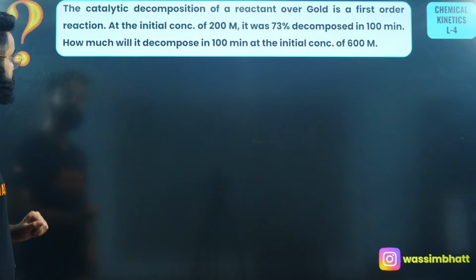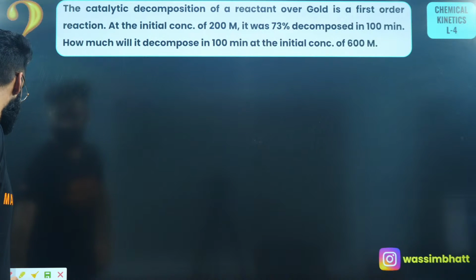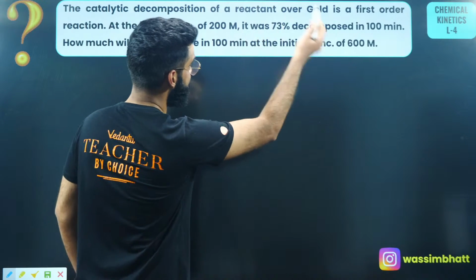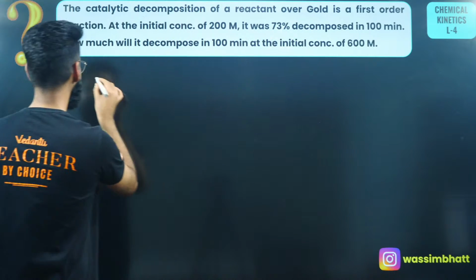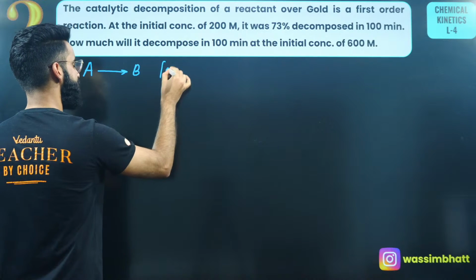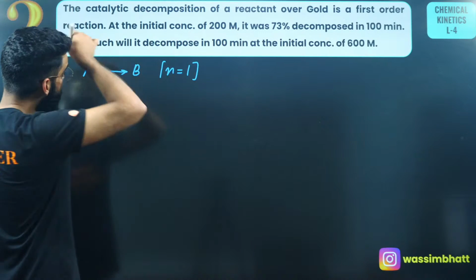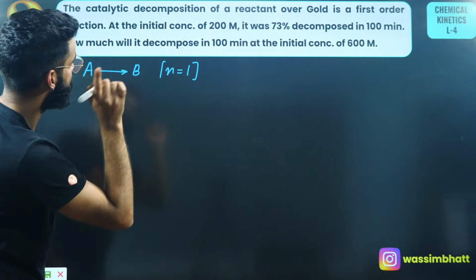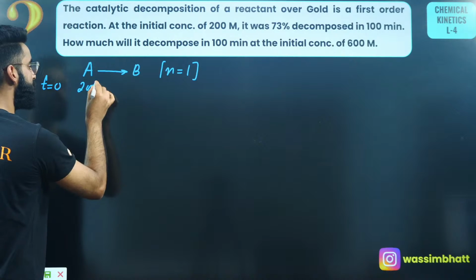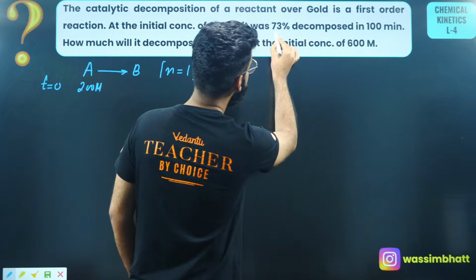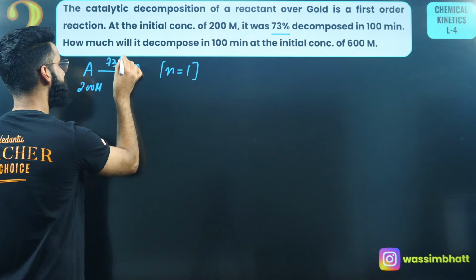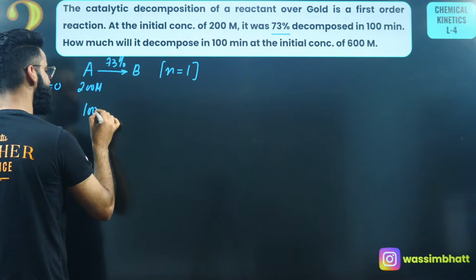See guys, look at the question carefully. The catalytic decomposition of the reactant over gold is a first order reaction. Let's say the reaction is A gives B. It's a first order reaction, as mentioned in the question. When the initial concentration was 200 molar, it was 73% decomposed in 100 minutes. That means 73% of this reaction was getting completed in 100 minutes.